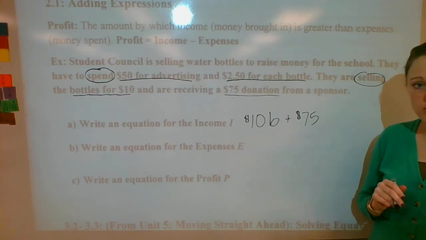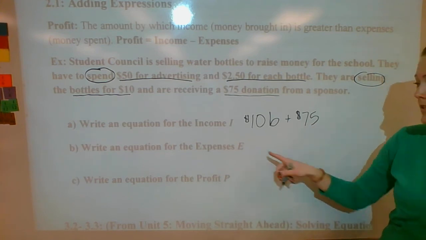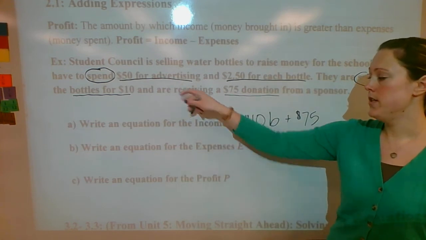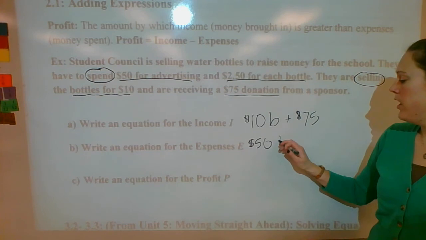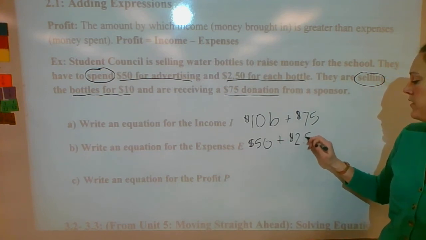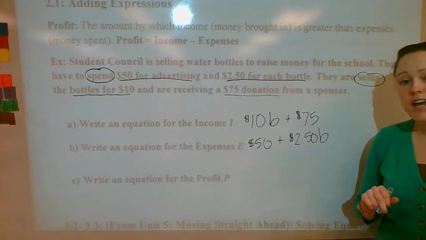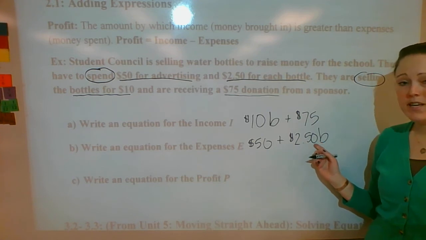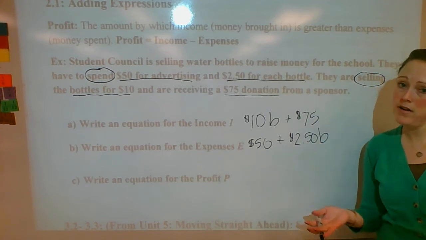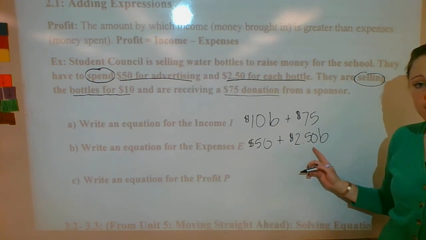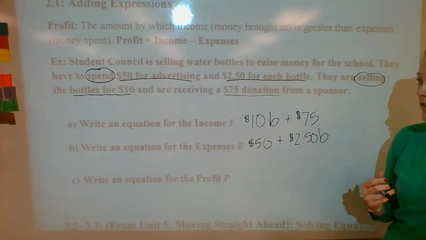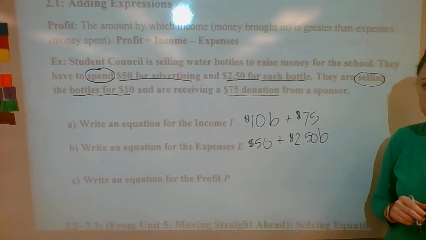That's only happening once. Their expenses are what they're spending. So in this case, $50 for advertising and $2.50 for every bottle. Again, I'm just going to use that letter B because I don't know. Maybe they sold 100 water bottles and maybe they're going to sell 1,000. I don't know what to put in here yet, so I'm going to give that a variable. B is just the first thing that came to my mind since it said bottles.